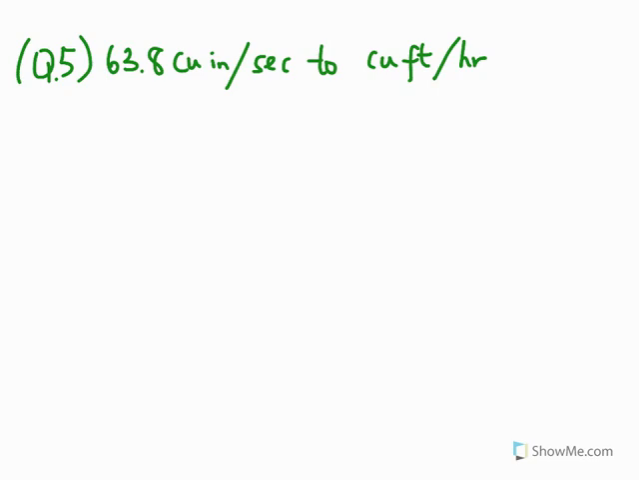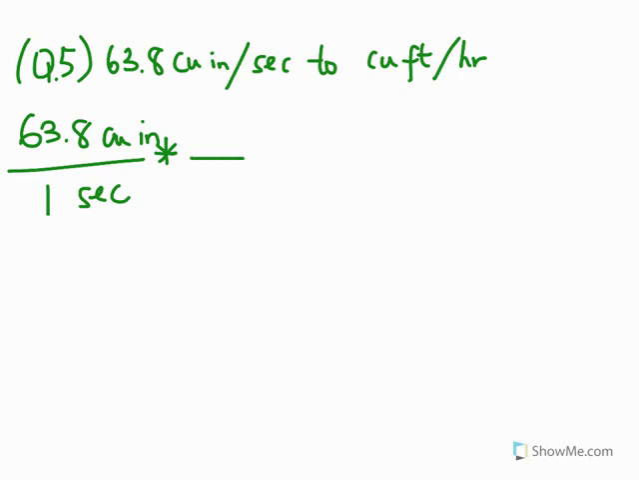Question 5. 63.8 cubic inches per second to cubic feet per hour. So this is 63.8 cubic inches per second, 1 second, times. Now, second to hour. Do we have a direct relationship between second to hour? No.